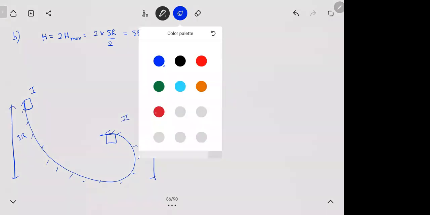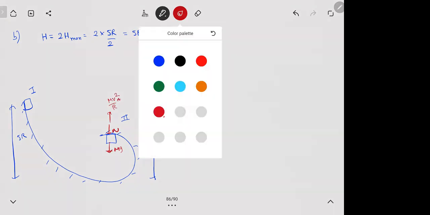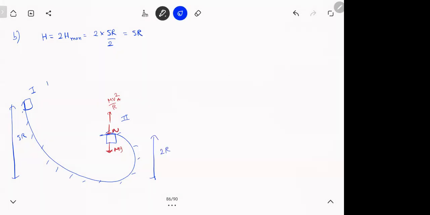What are the forces acting on this? Normal reaction, your own weight mg, centrifugal force away from the circle. These are the 3 forces. Now, state 1, what is the potential energy? Mg 5r. Kinetic energy 0. State 2, potential energy mg 2r. Kinetic energy half mva square.